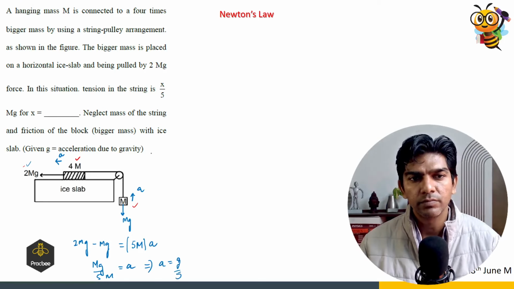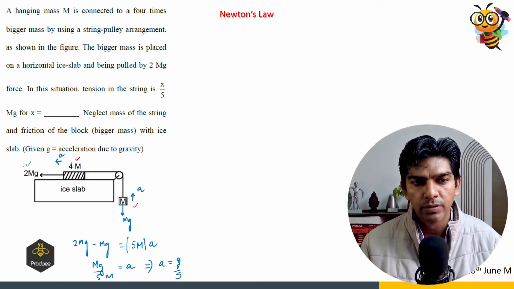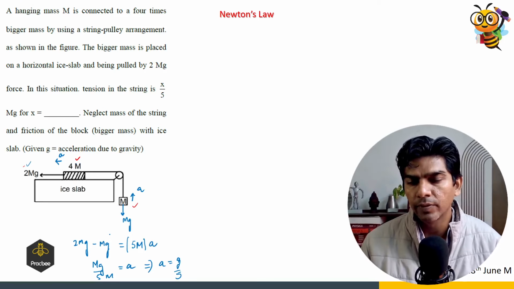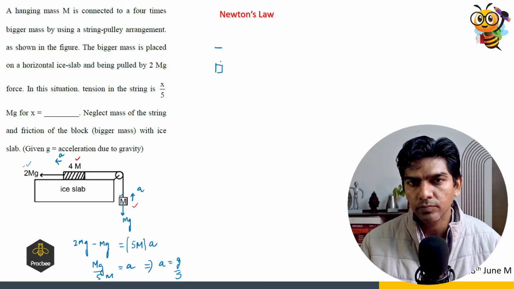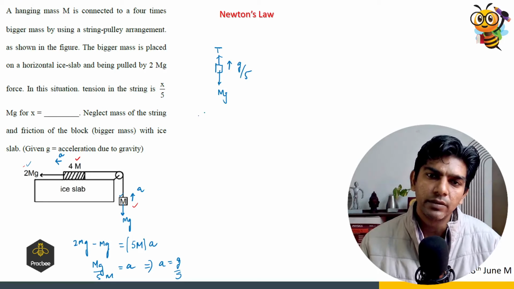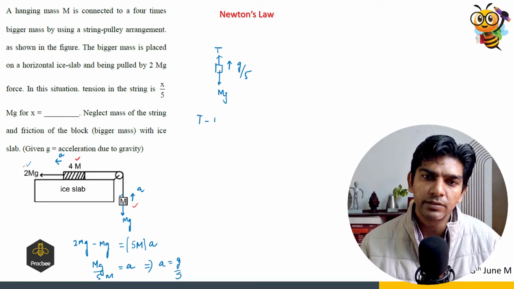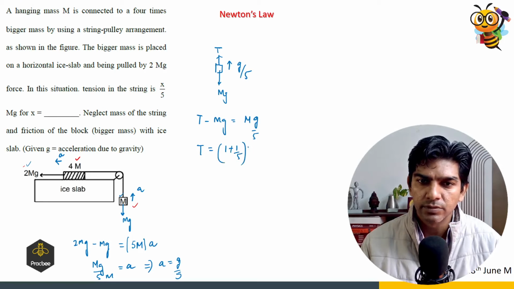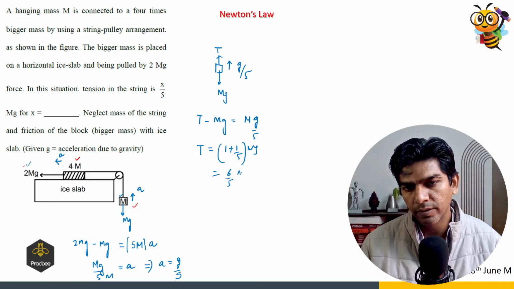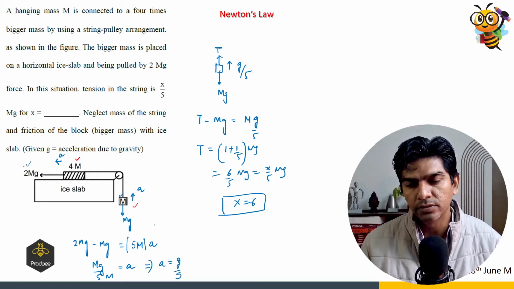So we got the acceleration, and we have to find the tension in the string. What we can do is draw the FBD of any block. Let us draw the FBD of m. So we have tension in the upward direction and gravitational force in the downward direction, and the acceleration is g by 5. So the net force in the direction of acceleration is T minus mg, which is mass times the acceleration. So T will be 1 plus 1 by 5 times mg. So this comes out to be 6 by 5 mg, which is given as x by 5 mg. So x is 6. So 6 is the answer of this question.